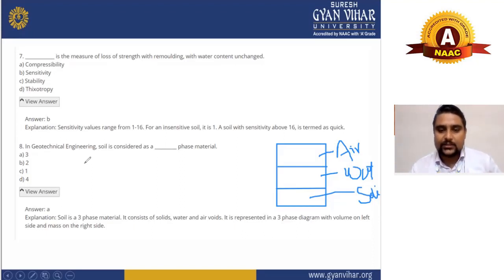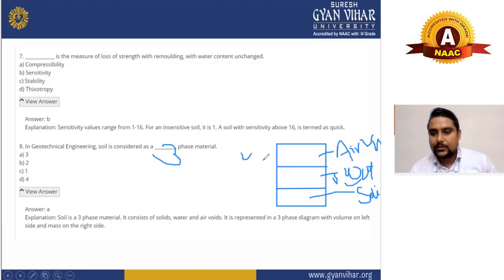And the question is asking, in geotechnical engineering, soil is considered as how many phases? Your right answer will be 3 here. As you know, soil is a three phase material and it consists of solid, water, and air. It is represented in a three phase diagram with the volume on the left side and mass of the sample on the other. We represent it by the volume of air, the volume of water, and the volume of solid. And here we consider the weight of air, weight of water, and weight of solid. That will be your right answer. Means here A will be your right answer.